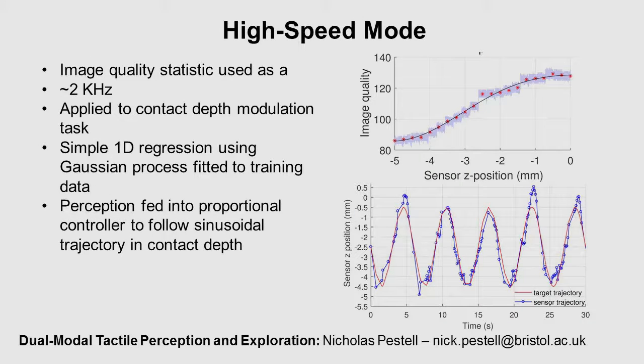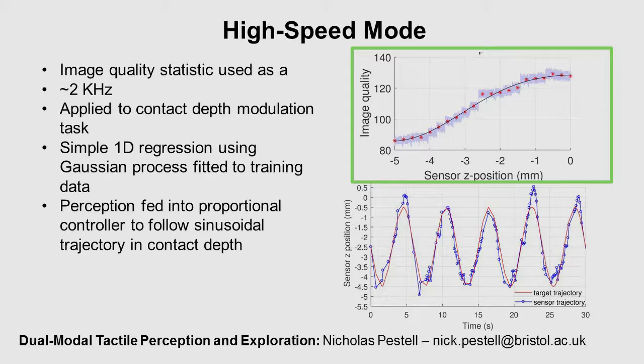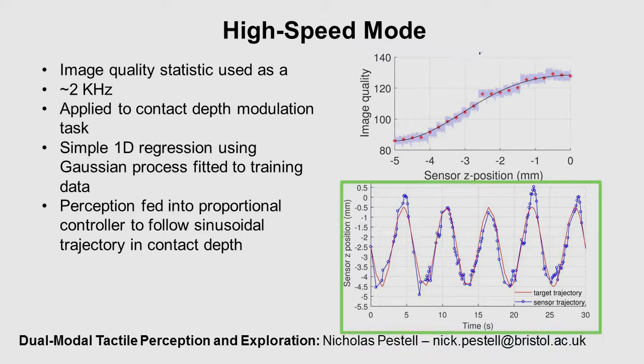In the high speed mode, we use the image quality statistic as a feature. Here we are simply calibrating contact depth against this statistic. The calibration curve is shown at the top. The robot is then tasked with following a sinusoidal target trajectory in contact depth, shown here in red, and the resulting trajectory is shown in blue.